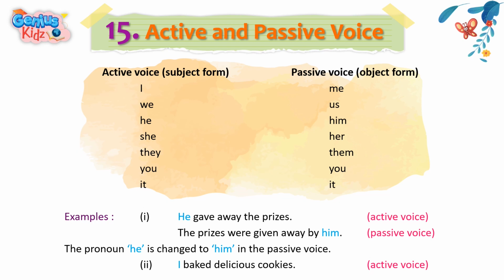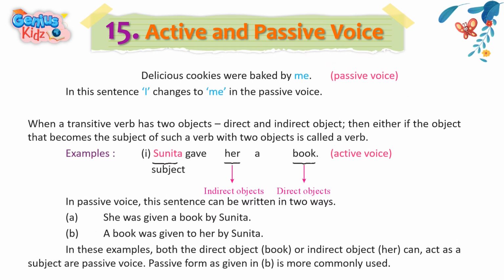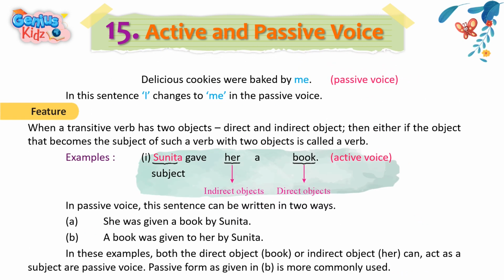Examples: 1. He gave away the prizes. Active voice. The prizes were given away by him. Passive voice: the pronoun he is changed to him in the passive voice. 2. I baked delicious cookies. Active voice. Delicious cookies were baked by me. Passive voice: in this sentence I changes to me in the passive voice.